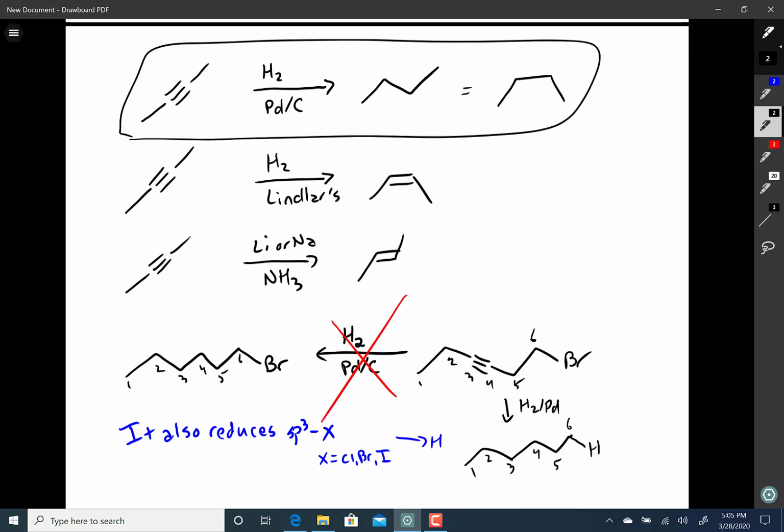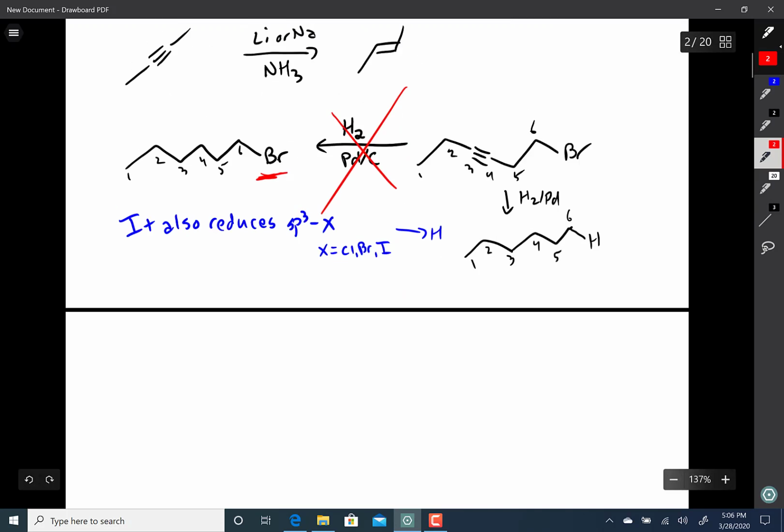So you have to be very careful when you're doing synthesis problems like this. Focus on the functional group that's given. Here you have one functional group that's a bromide. Use that. Focus on that. Otherwise, you end up creating a molecule with two functional groups, and that's infinitely harder to figure out because you have to worry about one affecting the other.